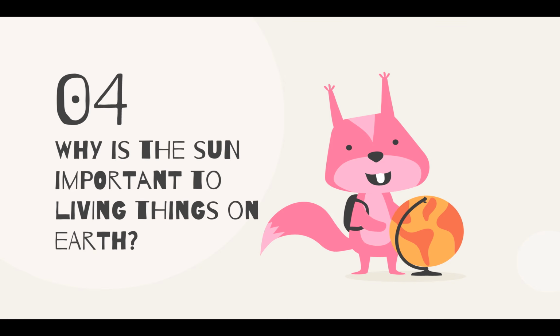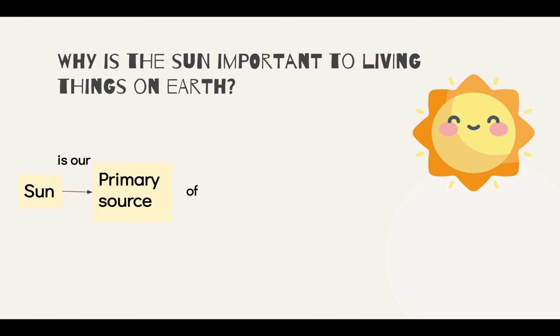Let's move on to our last guiding question. Why is the sun important to living things on Earth? Living things on Earth depend on the sun as the source of heat and light. Heat from the sun keeps the Earth warm for living things to stay alive. Light from the sun enables animals to see.